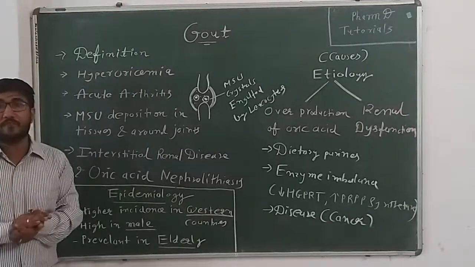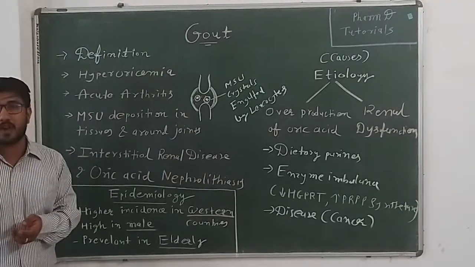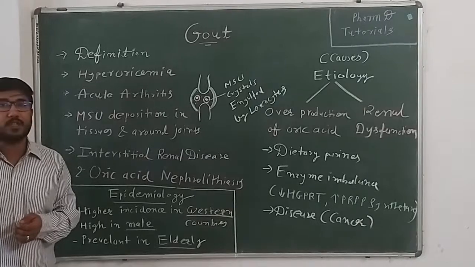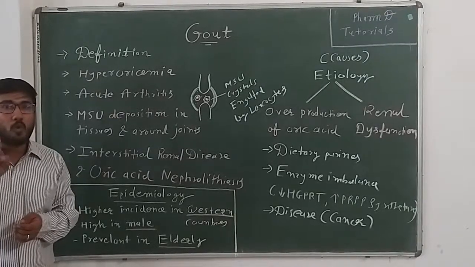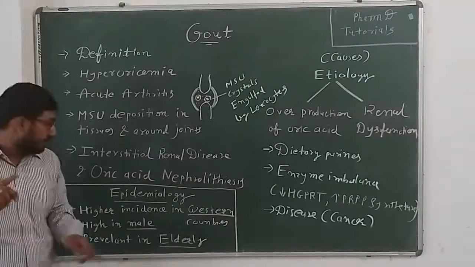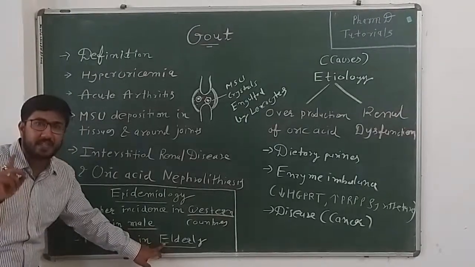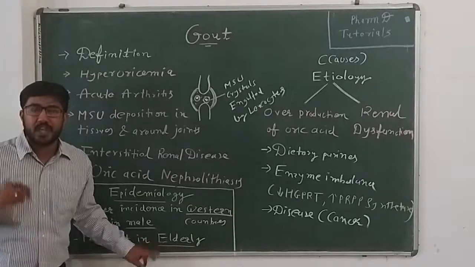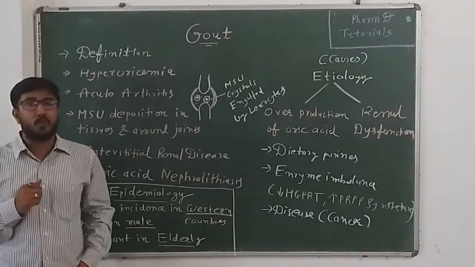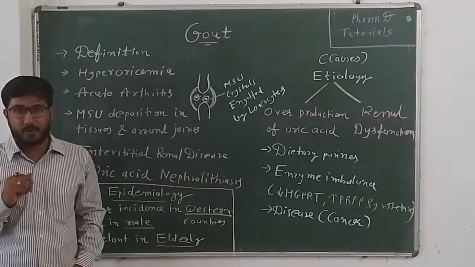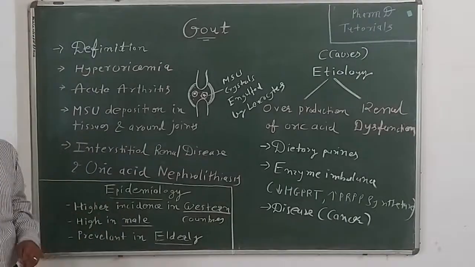Here we can see the difference between gout and rheumatoid arthritis. Rheumatoid arthritis is very prevalent in the female population, while gout is very prevalent in the male population. It is prevalent in the elderly as well as the middle-aged population, and in post-menopausal women it is also a very prevalent condition. So that is all about the epidemiology.